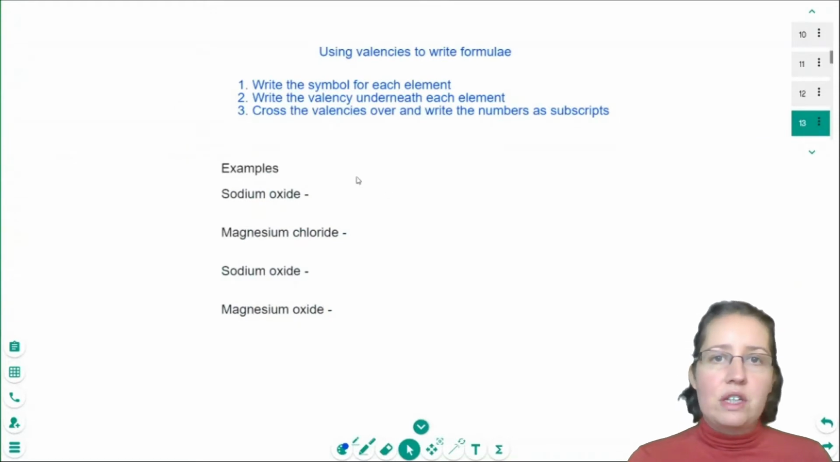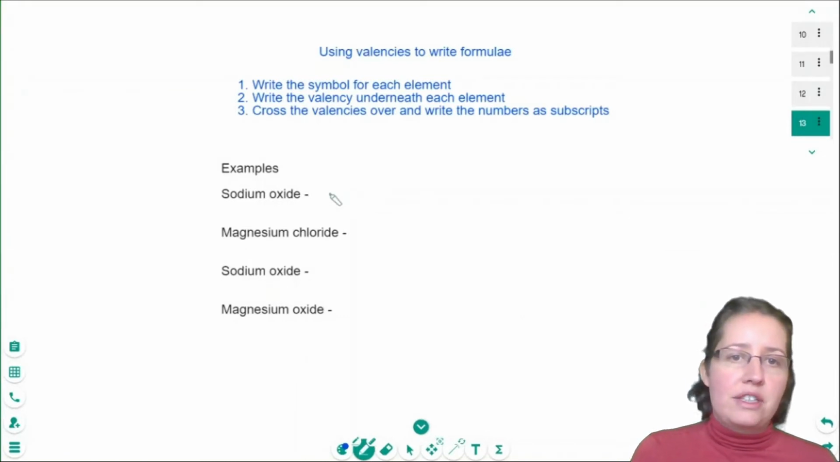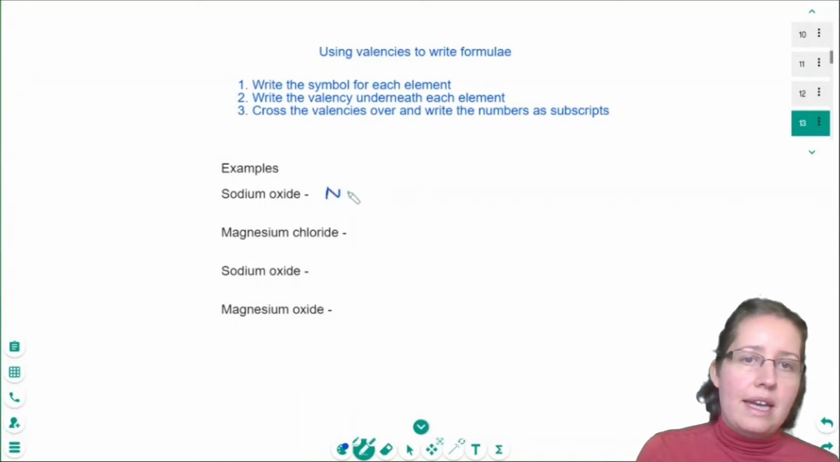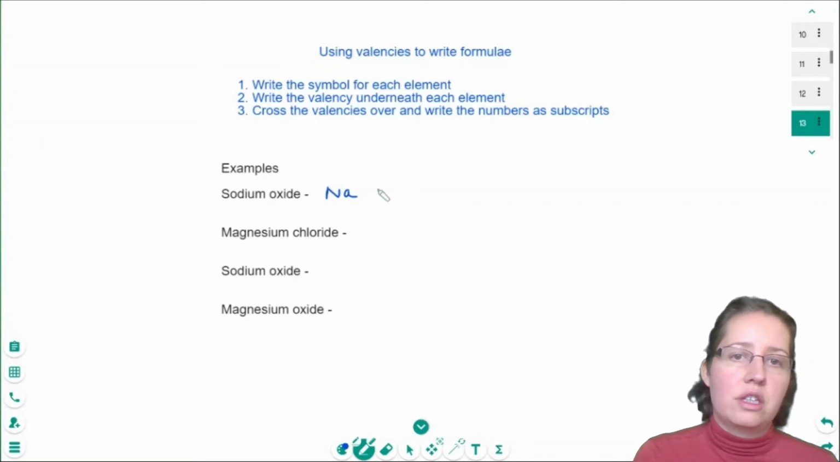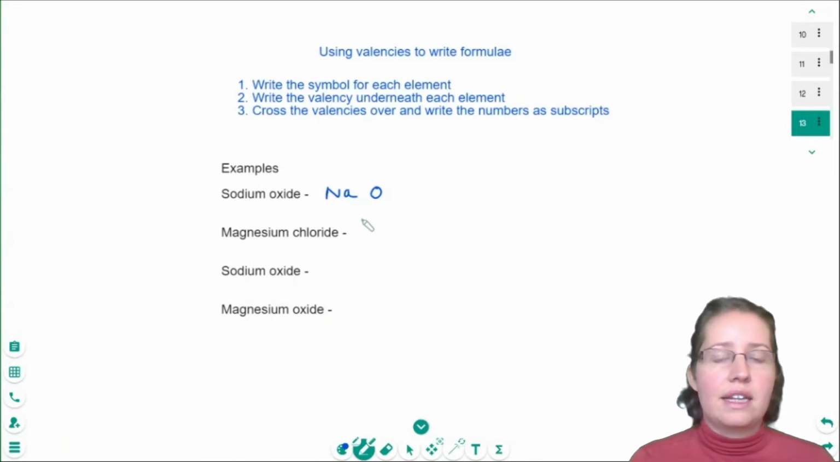Okay, so then we're going to have a look at how we can use the valencies to write formulae. What we do is we write the symbol for each element. So sodium is Na. Oxygen is O. Note how you must have a capitalised first letter in a symbol. If there is a second letter, it's lowercase, and we must write them like this or you'll get your answers wrong. We then write the valency underneath each element.